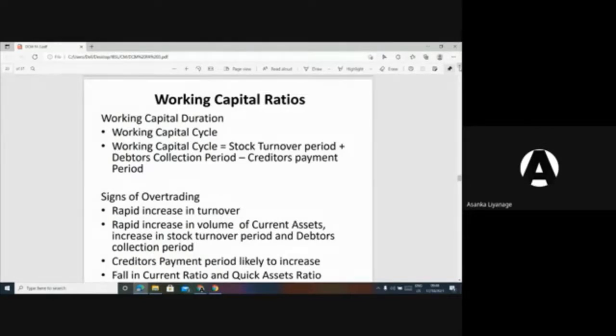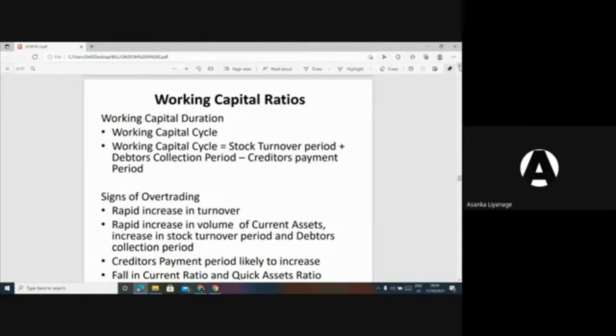The cycle is higher and higher, not better. Now, this concept of overtrading, I also gave some briefing on. Overtrading means you have not correctly identified your balance sheet size and the structure of the company. When your balance sheet size is increasing, you have to correctly increase your working capital as well. If you try to increase your balance sheet with a low working capital, then you may end up having signs of overtrading.